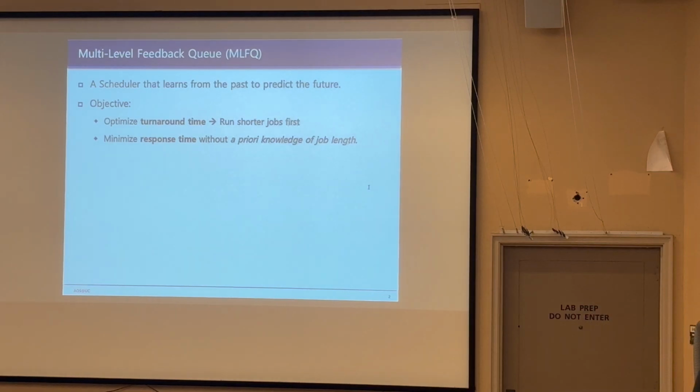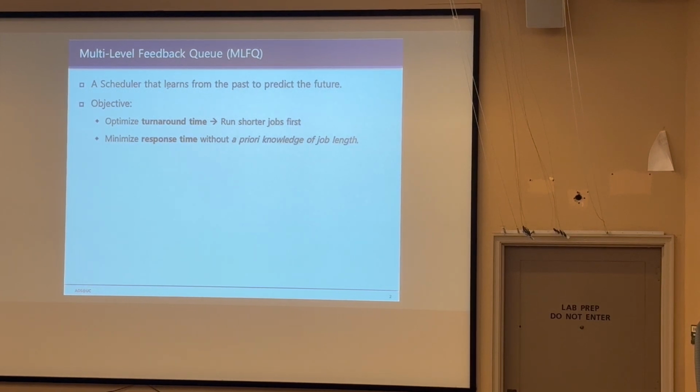This multi-level feedback queue is a scheduler that learns from the past to predict the future. Most schedulers try to do this, but the multi-level feedback queue achieves this goal with a very simple design. The objective is to optimize the turnaround time. You want to run shorter job bursts and minimize the response time without prior knowledge of job length. We don't have the CPU burst time.